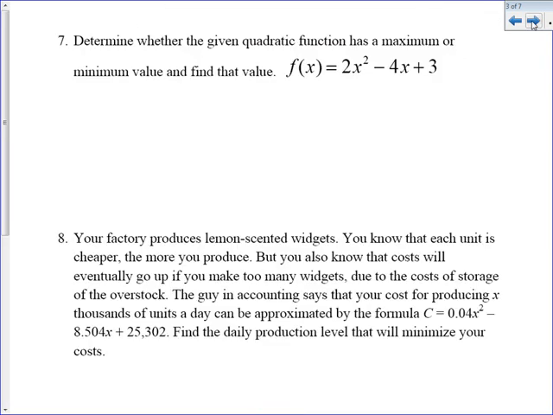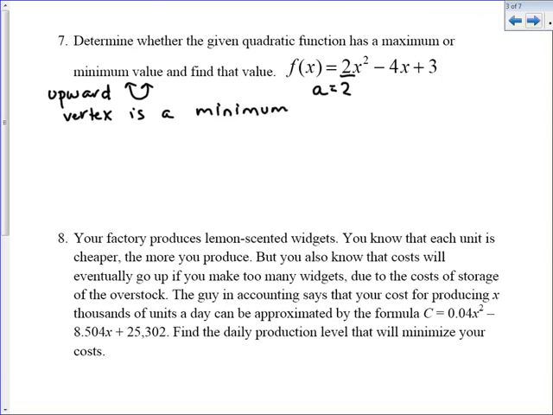Now 7, determine whether the given quadratic function has a maximum or minimum value and find that value. Does this have a max or min? Minimum. How do we know it has a minimum? A is positive, so A is 2. And when A is positive, what direction is this opening? Upward. So we know it opens upward, and the general picture for upward is the U parabola. And when it opens upward, we know that the vertex is a minimum.